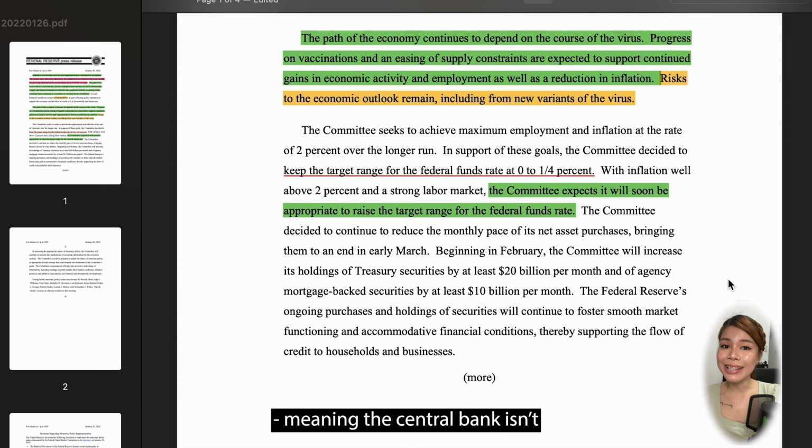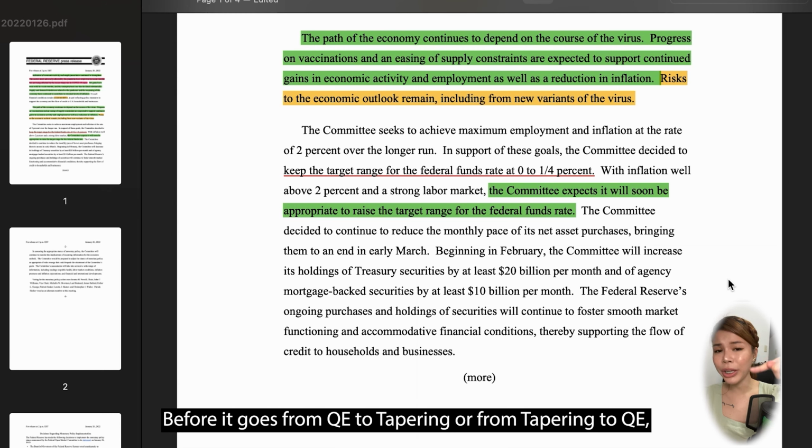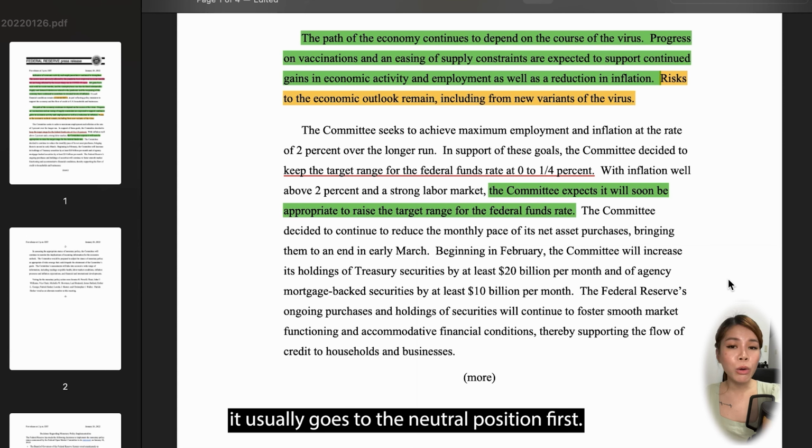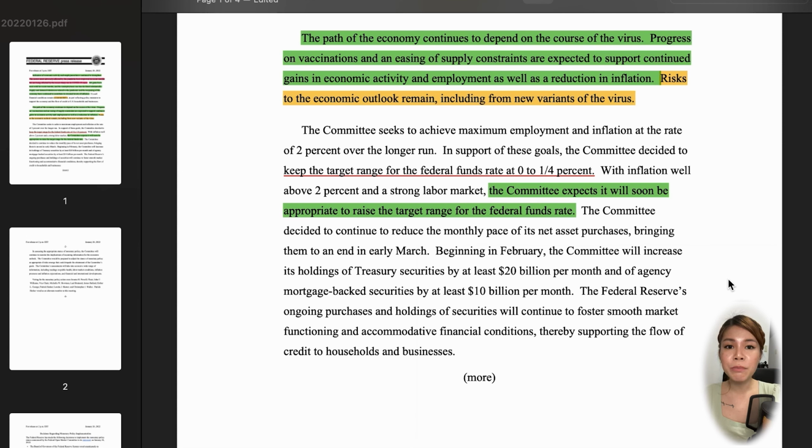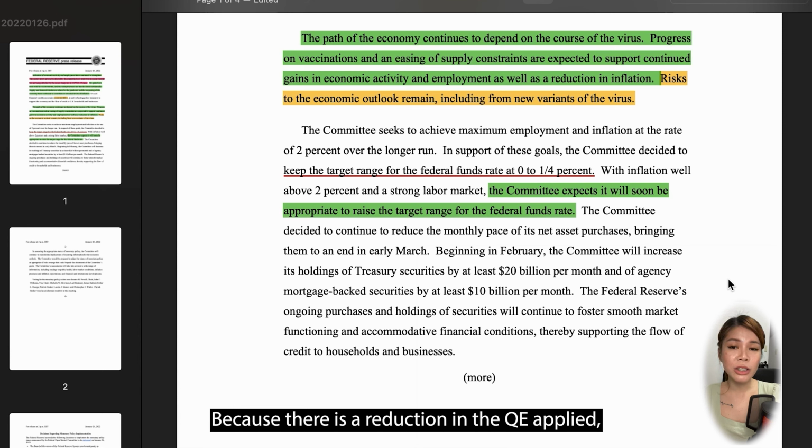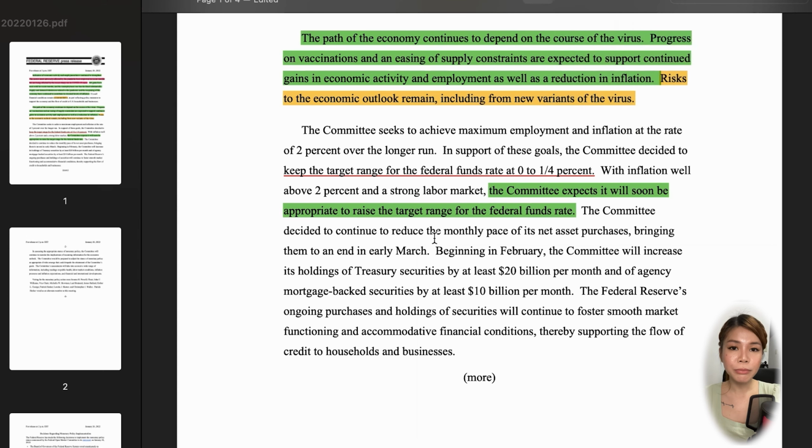Meaning the central bank isn't helping nor tightening the economy. Before it goes from QE to tapering or from tapering to QE, it usually goes to the neutral position first. Because there is a reduction in the QE applied, this is good for the dollar.